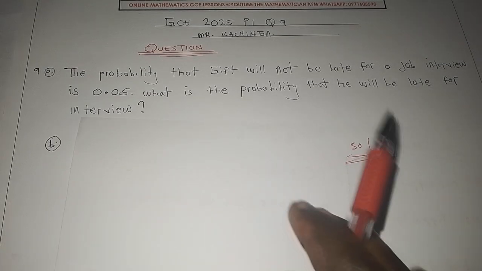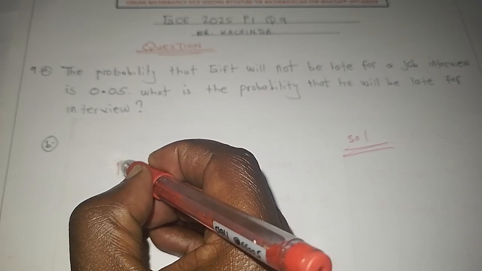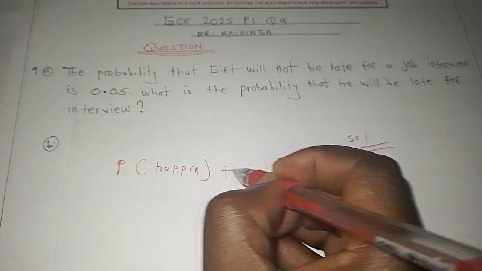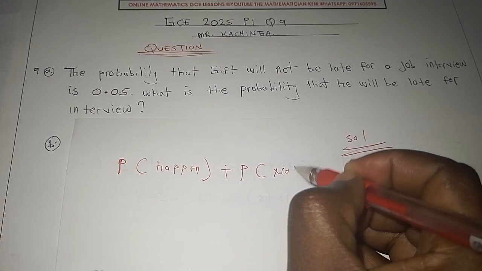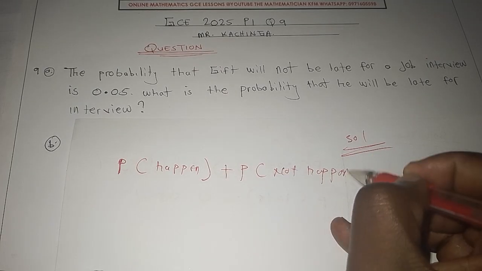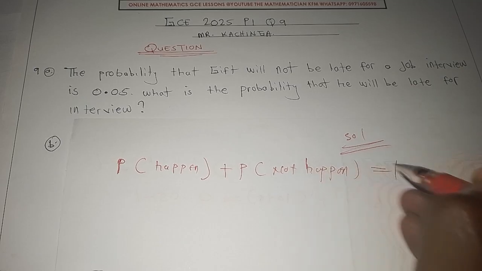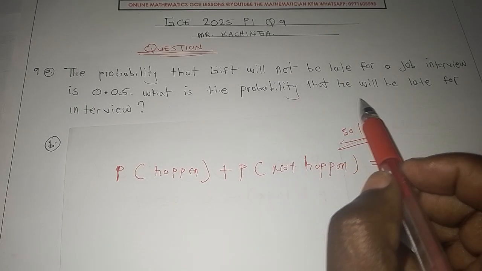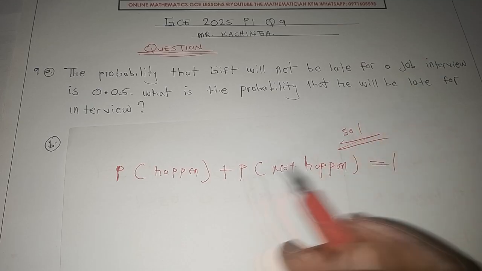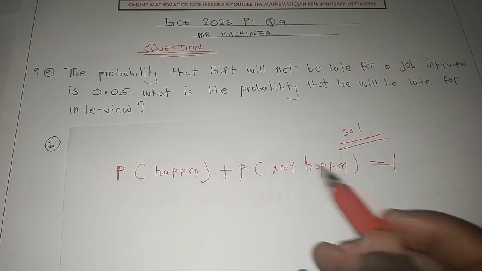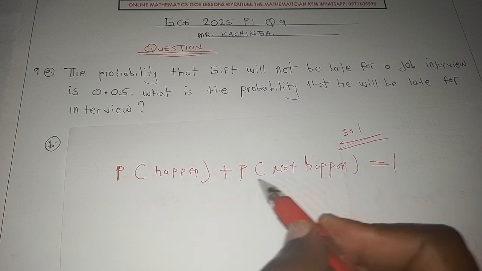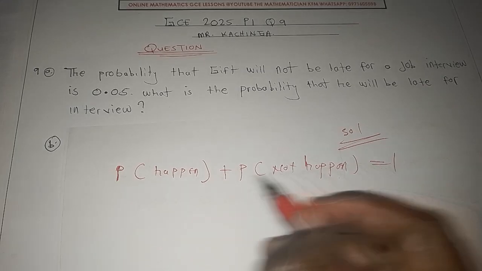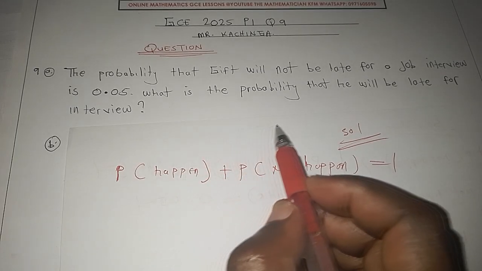So what you have to know is that the probability for anything to happen, plus the probability of something not to happen, is always equal to 1. Okay? Now in this case, you notice that they're saying not to be late, and again they say it will be late. It's just the same like late and not late, or happen plus not happen. So always the equation of the probability is equated to 1. So in this case, we are finding the probability that he will be late.